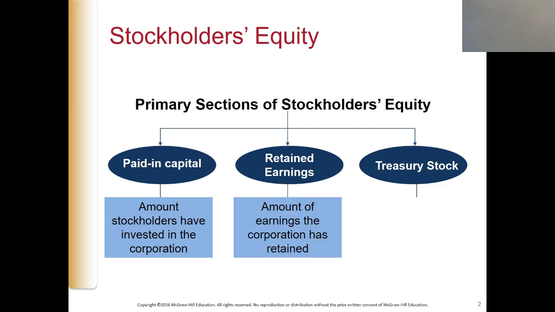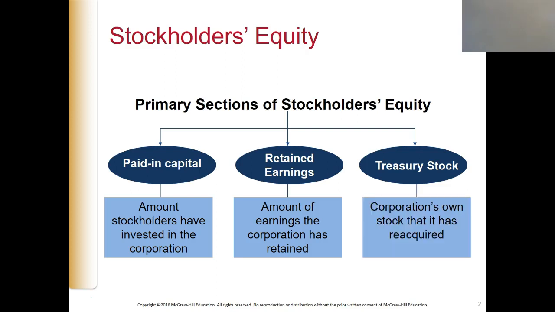The next section is retained earnings. This is the amount of the net profits, the earnings, that have been retained in the business and have not been paid out as part of dividends. These have been retained in the business to either pay off debt, to expand the business, or to use for other sources. Treasury stock is an area that represents the corporation purchasing back its own stock.